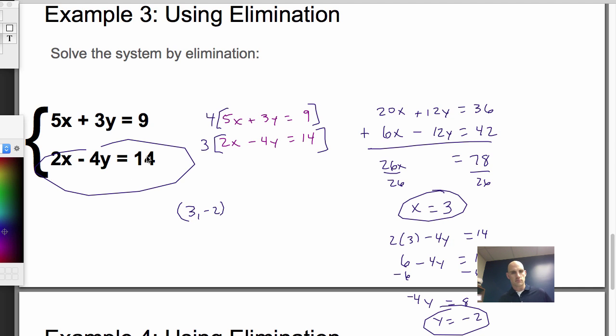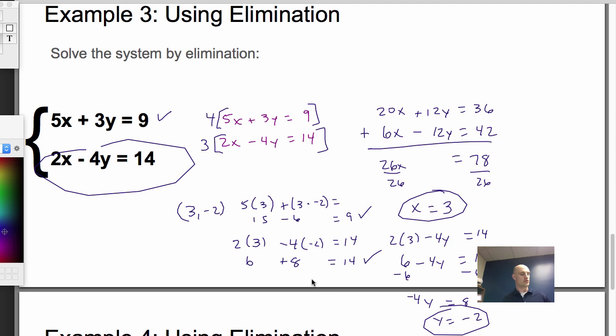And if I checked it, I'd have 5 times 3, which is 15, plus 3 times negative 2, which is negative 6, so I got 15 minus 6 equals 9. First one checks out. Second one, 2x minus 4y, so 2 times 3, I'm subbing in my point, minus 4 times negative 2 equals 14. Well, so I've got 6 minus a minus 8, so plus 8 equals 14. So they both check out.